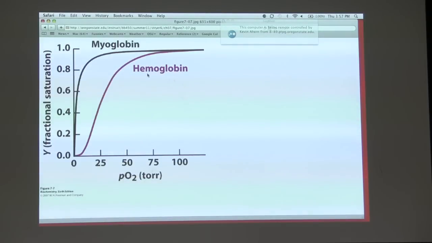And now I'm going to tell you what it is in a formal sense. Cooperativity is a phenomenon where the binding of one molecule to a protein affects the binding of subsequent molecules to the protein.